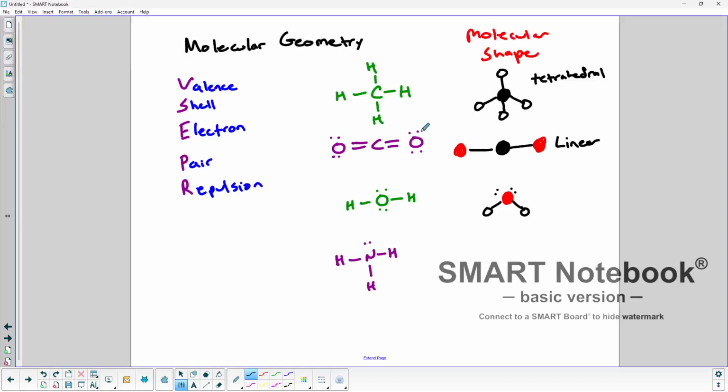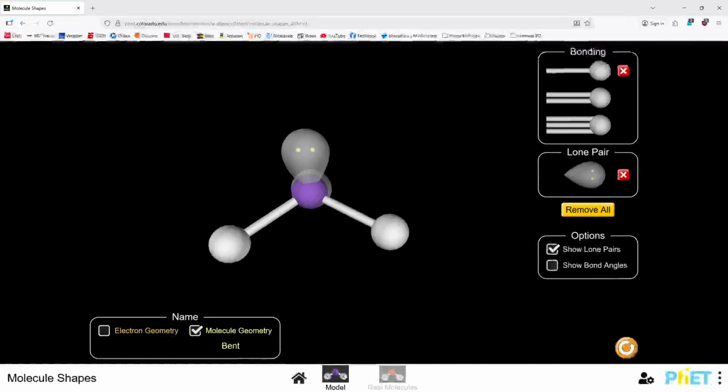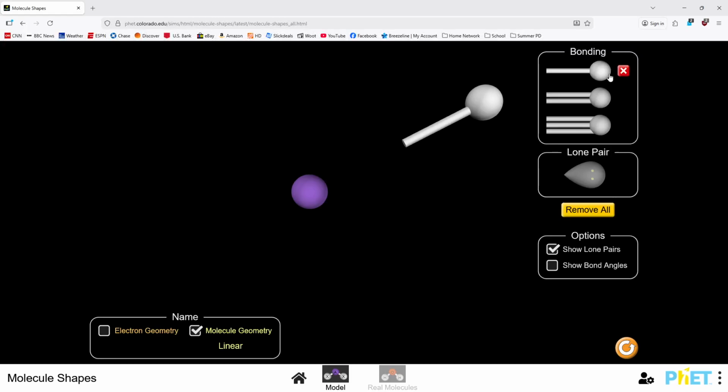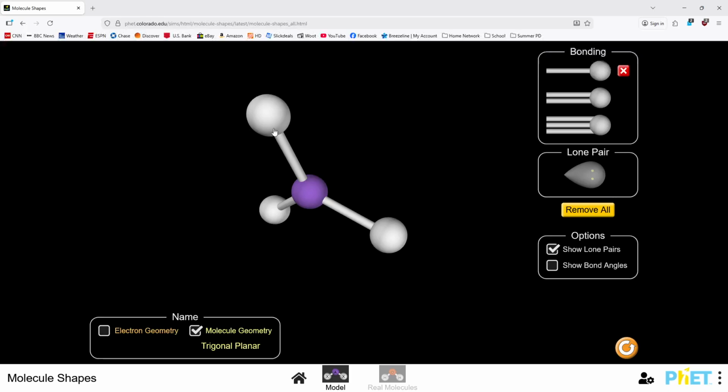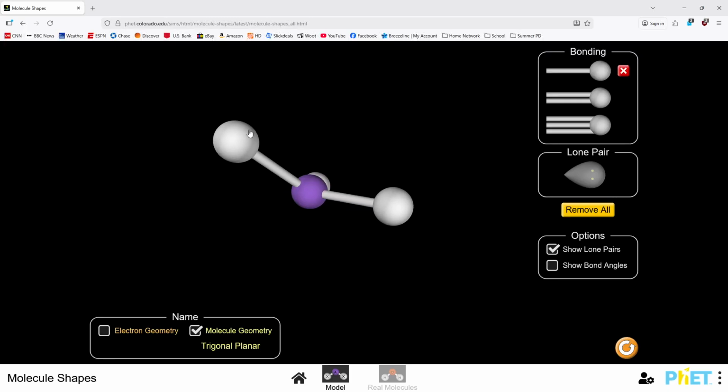So last one is ammonia, which is nitrogen trihydride, and we got three bonds and one unshared electron pair. That's the words. So we'll plug that into this thing. So clear everything. Three bonds. Well, yeah, three bonds is going to be what we call trigonal planar. It's a triangle in one plane, 120 degrees.